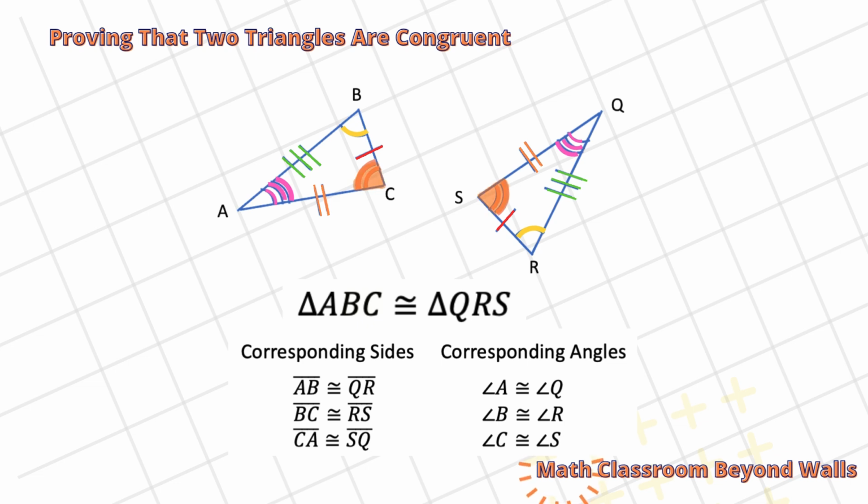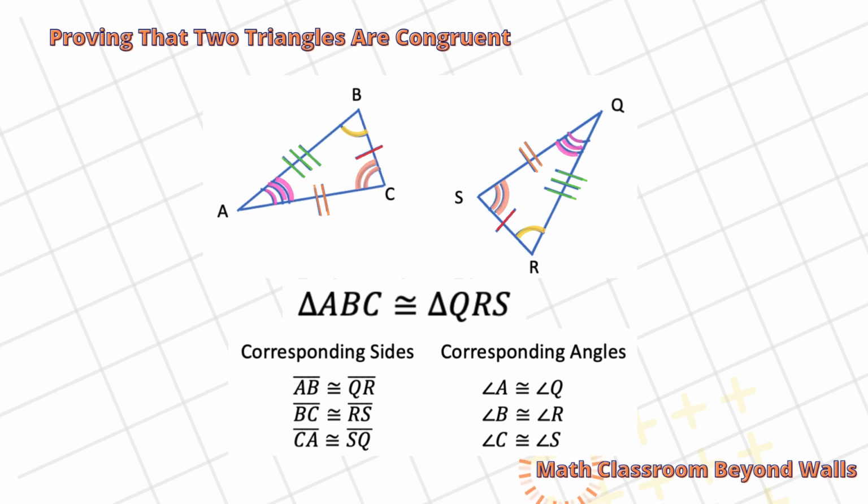Recall that the order of the letters in the names of the congruent figures displays the corresponding relationships. So, even if there is no diagram, you would know that angle A is congruent to angle Q, angle B is congruent to angle R, etc. Likewise, side AB is congruent to side QR, and so on, because they have the same positions in each triangle's name.